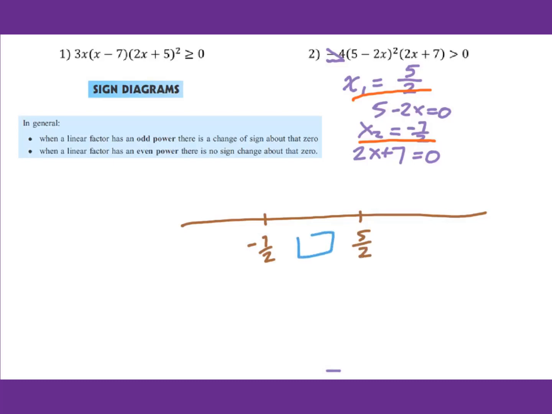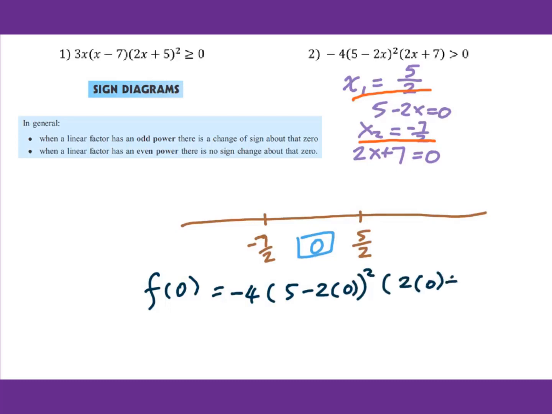For the special number, let's go with 0. So we plug 0 into the left side of this polynomial. We got f of 0 equals negative 4 times 5 minus 2 times 0 squared times 2 times 0 plus 7. Just check the sign. This is a negative, 4 is a positive, this one is a positive, this is a positive. So we got the negative sign for this interval.